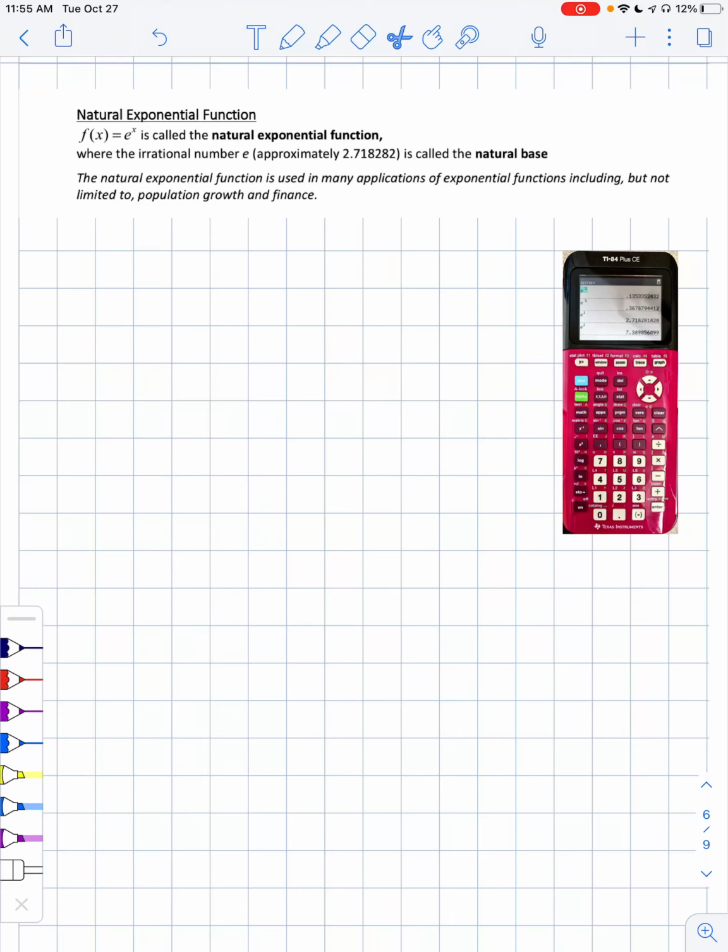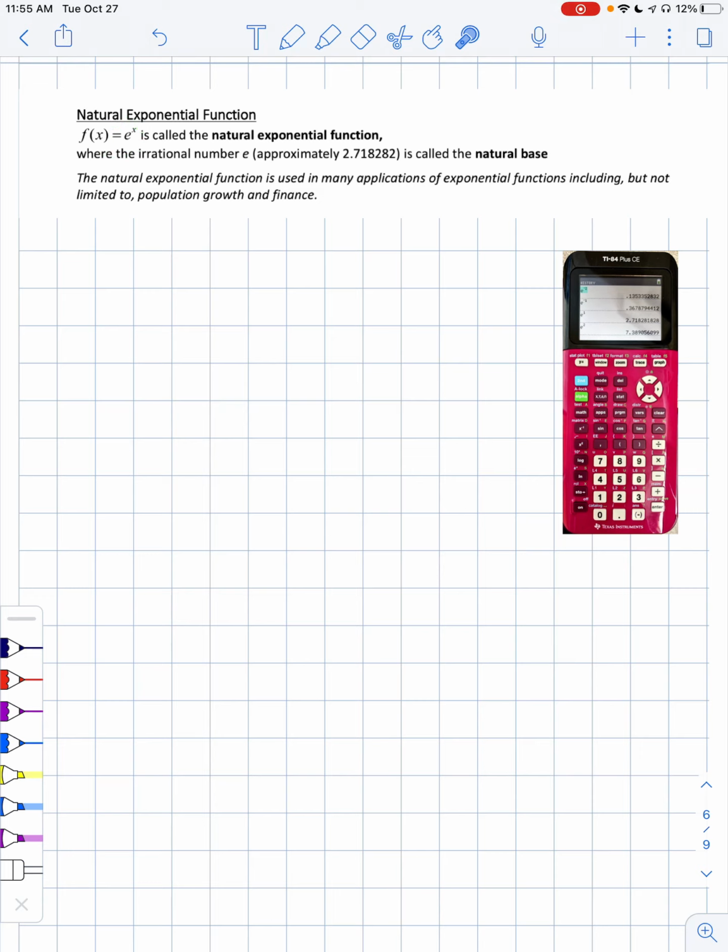All right, one more little video on our exponential functions. And the last type of exponential function we're going to talk about is something called the natural exponential function. Now this is basically just a function that has a special base. So you'll see here our natural exponential is e to the power of x.